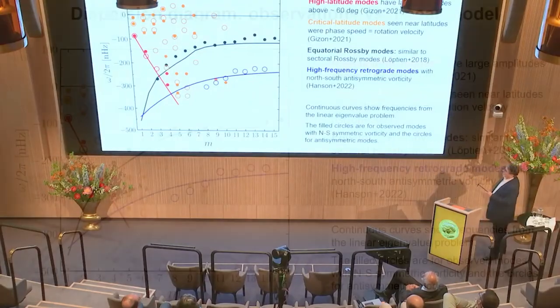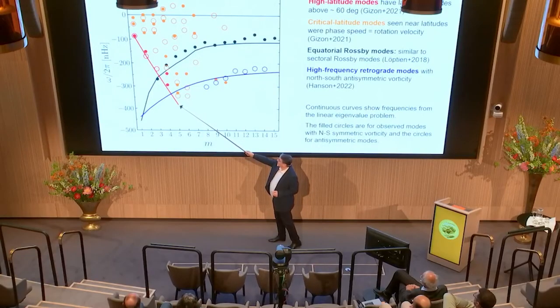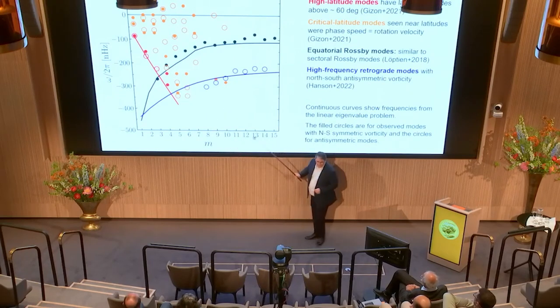Now, if we compare the frequencies in the best models with the observed frequencies, we can see that we understand quite a few of these branches here in the dispersion relation diagram. So these are the high latitude modes in red. In black, the equatorial Rossby mode.